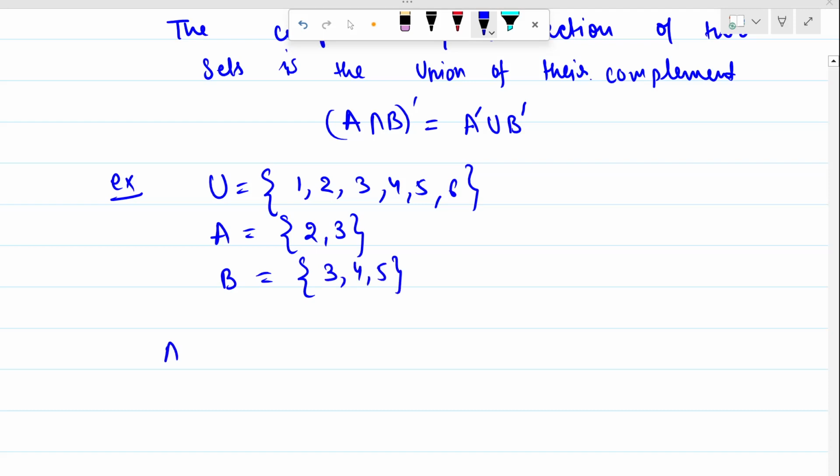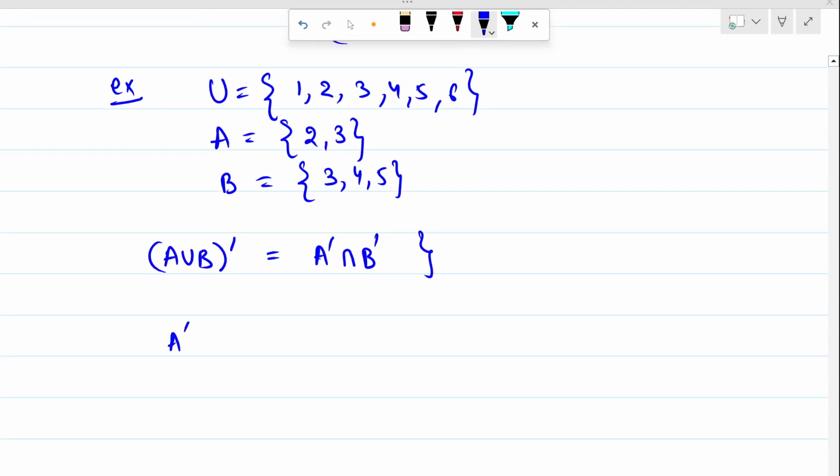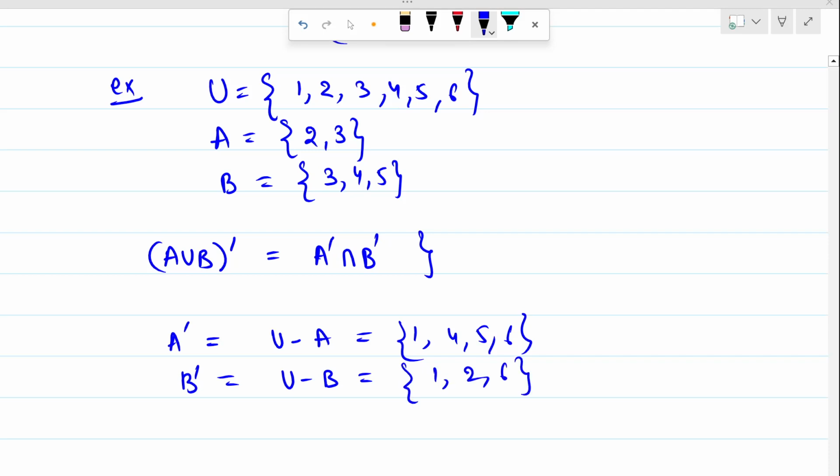So we have to verify that A union B complement is equal to A complement intersection B complement, which is De Morgan's law. First we will find A dash, which is U minus A, which is given by 1, 4, 5 and 6. Then we find B dash, which is U minus B, which is 1, 2 and 6.